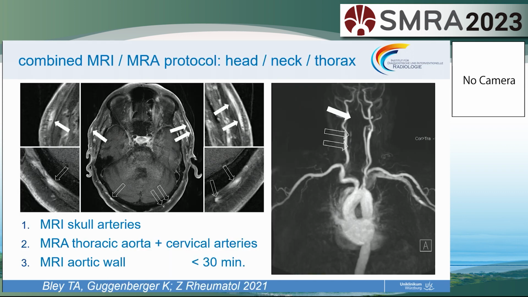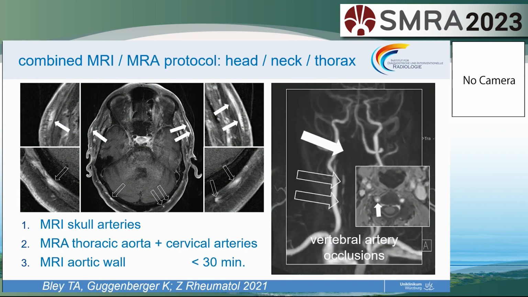Now, since this is a systemic disease, it makes sense to assess more than just one specific area that may be affected. Our proposal is to use a high-resolution MR scan of the skull arteries, a first-pass MRA of the thoracic aorta and the supraaortic arteries, and then an MRI of the aortic wall, and have this combined protocol in less than 30-minute acquisition time to have an assessment of the disease. Then you will see stenoses, occlusions, as in this case in the right vertebral artery, and you can also see the thickened vessel wall of the right vertebral artery here.